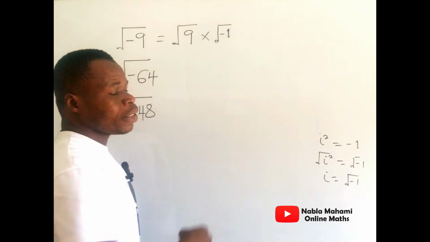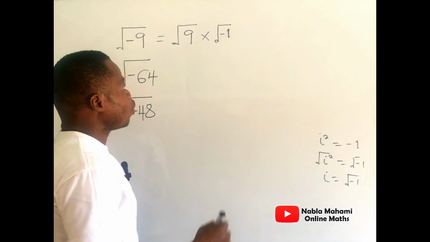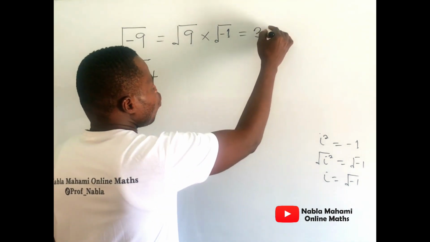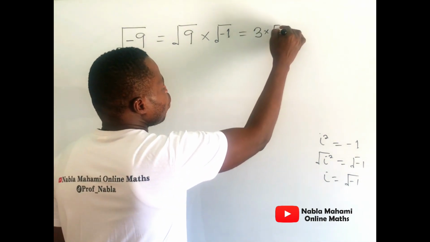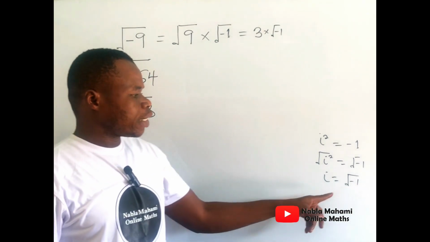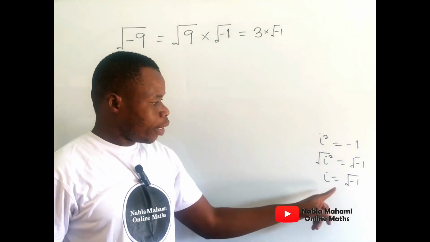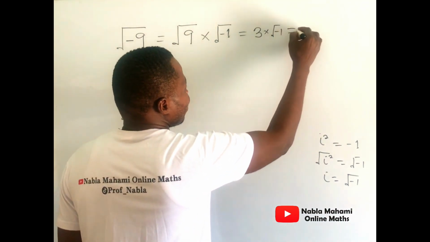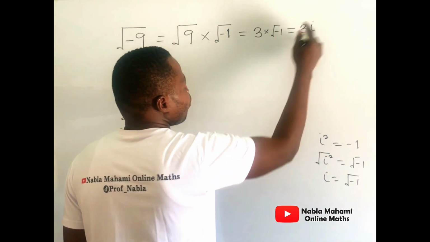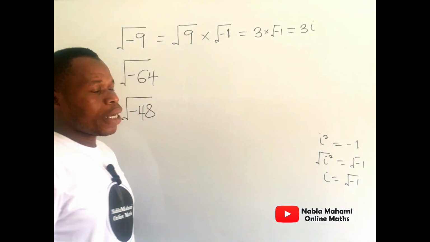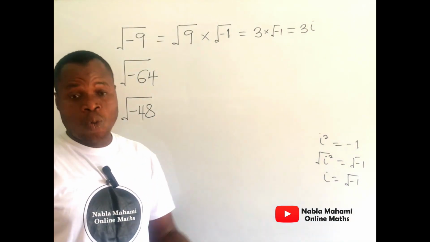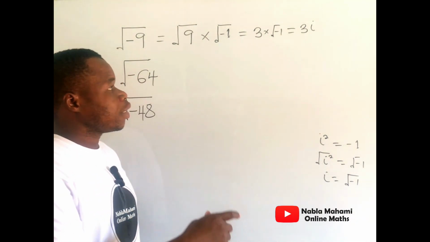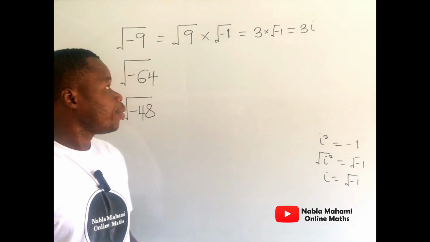Then you know that 9 is a perfect square number. So taking the square root of 9, you will get what? 3. Then you multiply by the square root of negative 1. But from this relation, you can see that the square root of negative 1 is the same thing as what? i. So I will now have my final answer to be 3i, because i will take the place of the square root of negative 1. So meaning the square root of negative 9 is 3i.